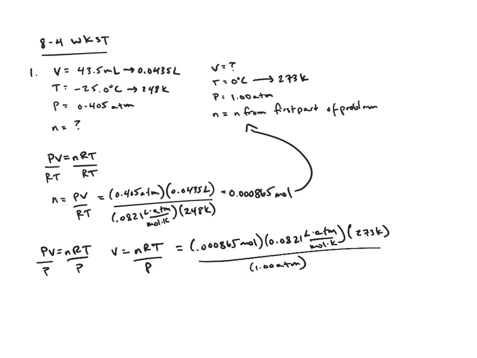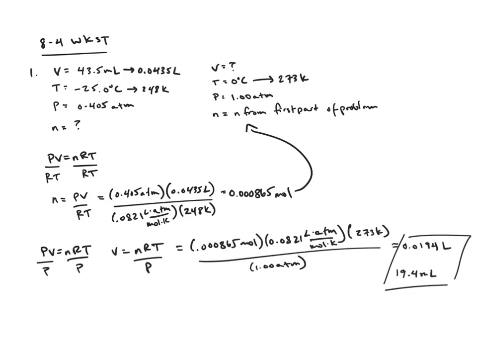So 0.000865 times 0.0821 times 273, and this gives us 0.0194 liters. Or if we wanted to make it comparable to the number given in the original part of the problem, that would be 19.4 milliliters. Either one of those answers I would take.